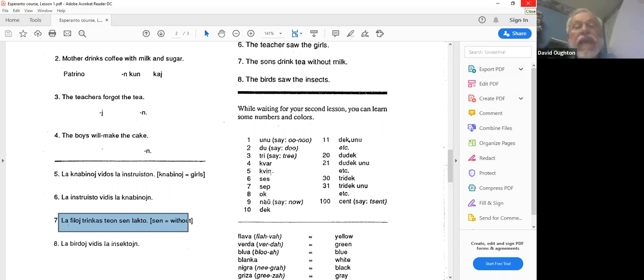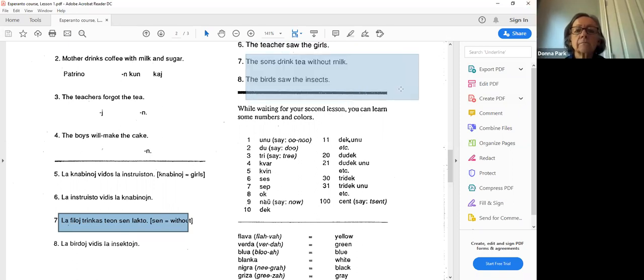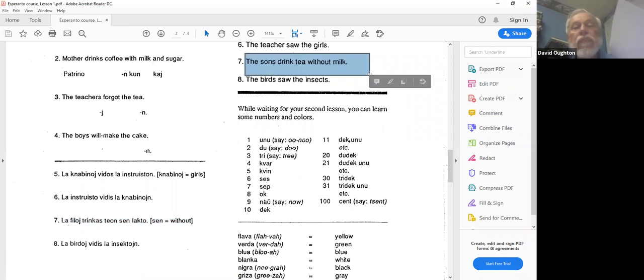So if you look at the answer on the right, the sons, la is the, son is filo, but it's plural, so it's filoj. They're drinking tea in the present, so it's trinkas. Teon, that's what they're drinking, so we need an n on the end of t-e-o for teon. And then sen is without, sen lakto, without milk, okay?